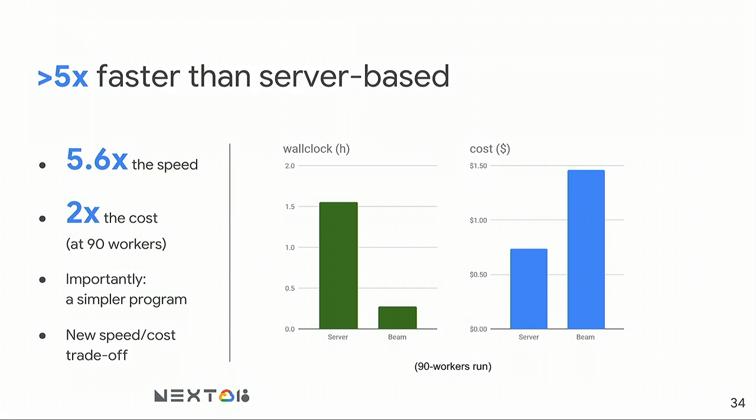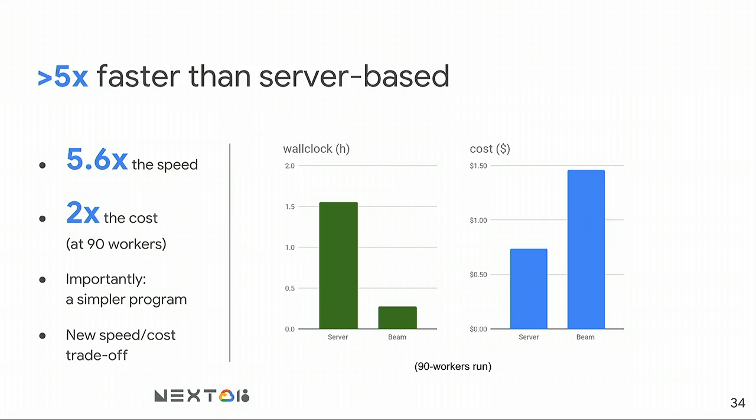So I have this graphically here on the slide. The green bars show the time, server on the left, Apache Beam on the right. So you can see the time just crashed down. And the cost on the right in blue, so again, server is on the left, the Beam version is on the right, the cost roughly doubled. But the absolute numbers are not that high.